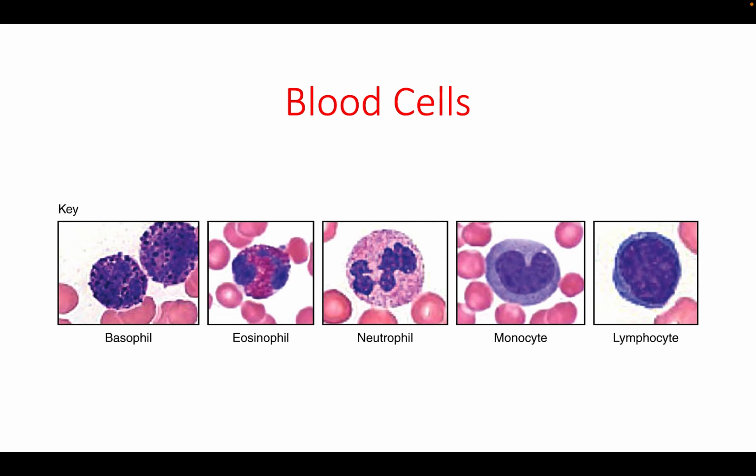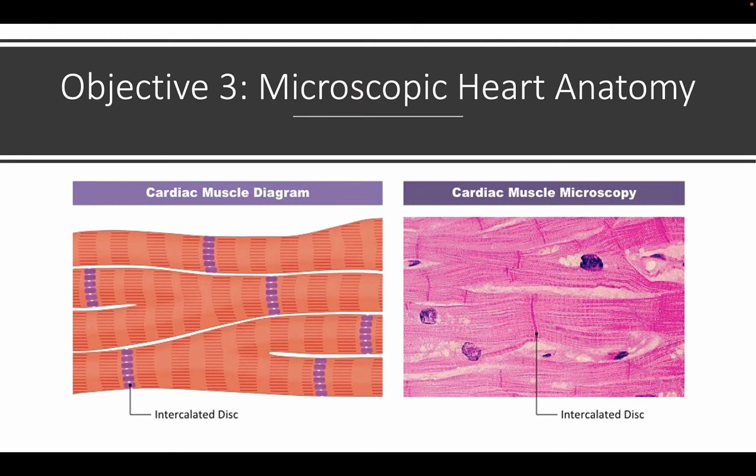Now we can move on to objective 3, looking at some of the microscope stuff for this lab. This is heart tissue, all right, cardiac muscle tissue. So what we're looking at is striated tissue. These are these long striations. These are the different myosin and actin proteins overlapping each other that we talked about last week for muscles.